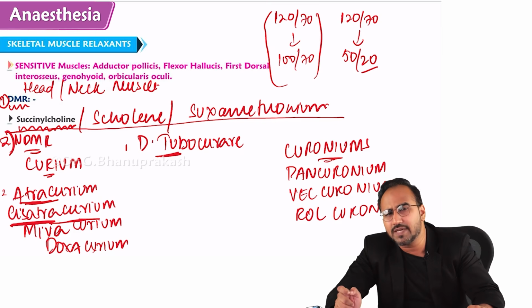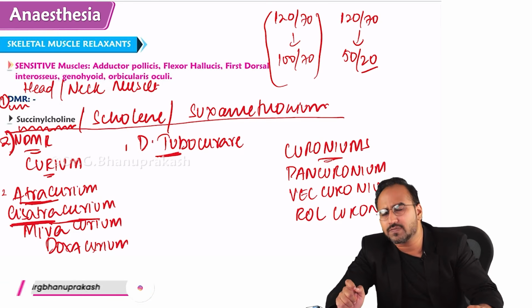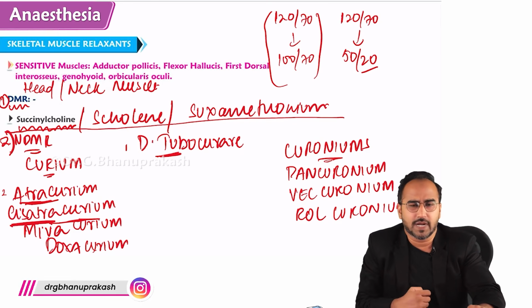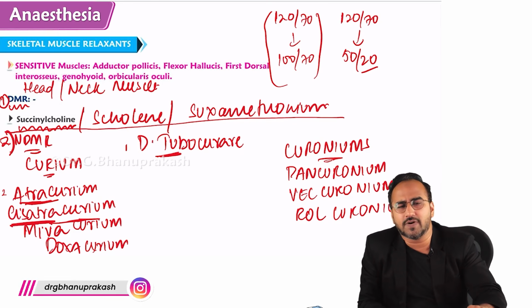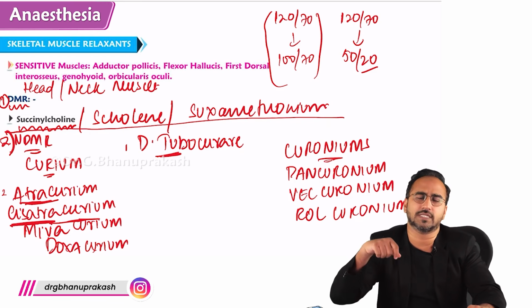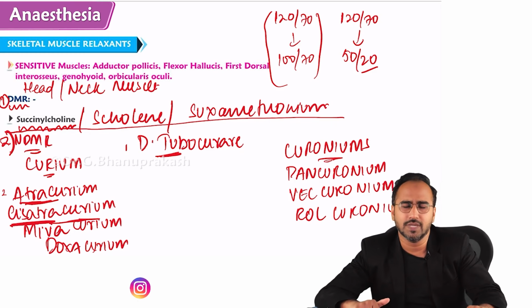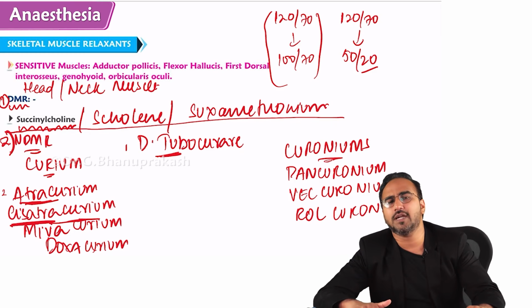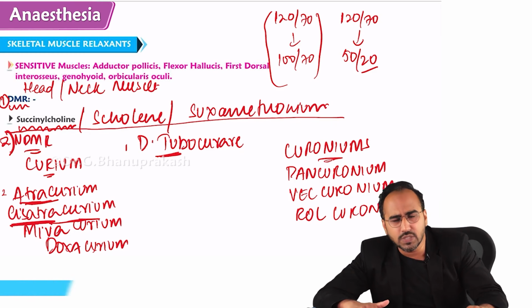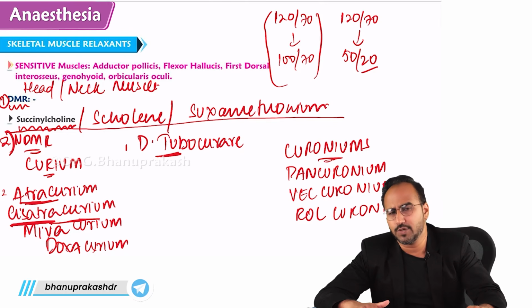This Doxacurium works for more than 120 minutes, but this Pancuronium works for 90 to 120 minutes. Is it the longest? No. It is the second longest acting non-depolarizing muscle relaxant used in the place of Doxacurium. Now coming to Pancuronium, guys, second longest acting muscle relaxant, right?